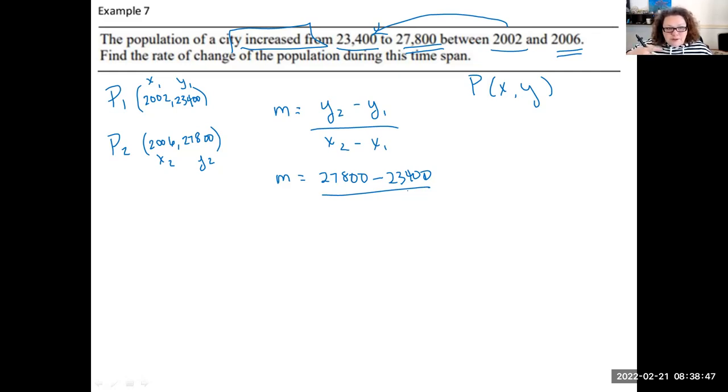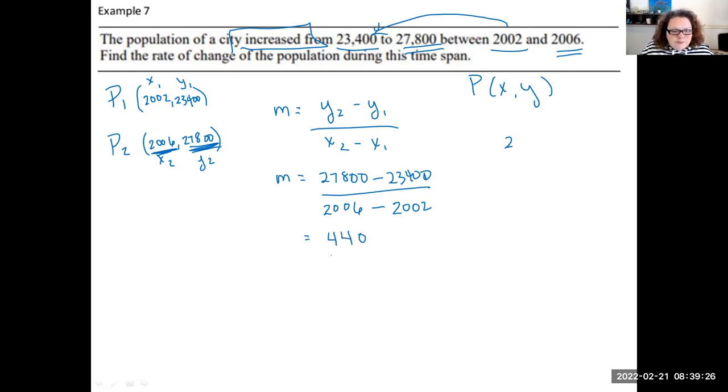Please be careful. If you start with, and this is why I label them, I'm calling this one point 2. So since I started with this one, I have to start with its input value of 2006, which is x sub 2, minus x sub 1, which is 2002. If I had not done that, I would have got a negative answer, and that wouldn't have been good. All right, so let's keep going. What is our rate of change? Well, let me come over here and subtract this real quick. 27, oh, I know what this is. It's 4,400.